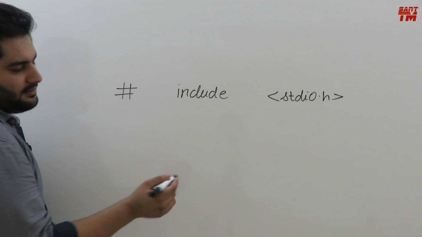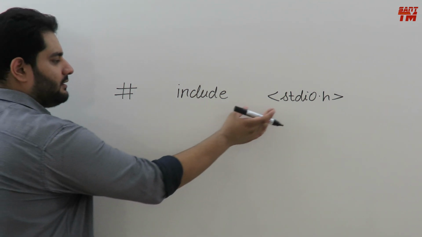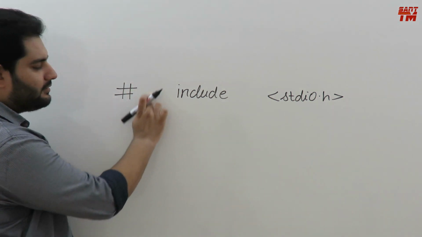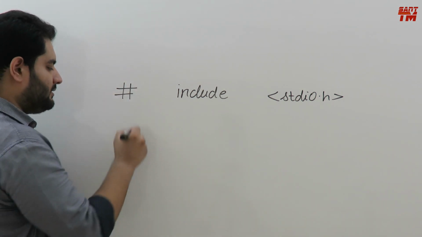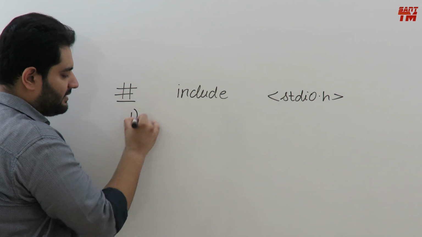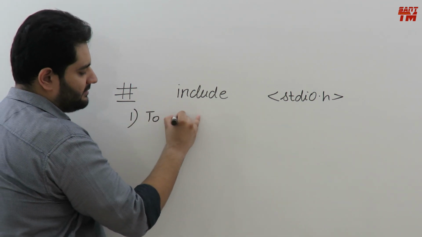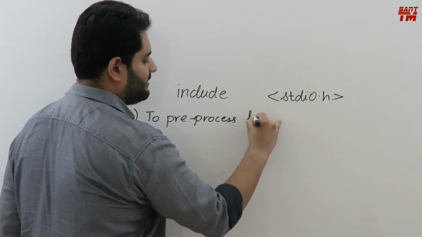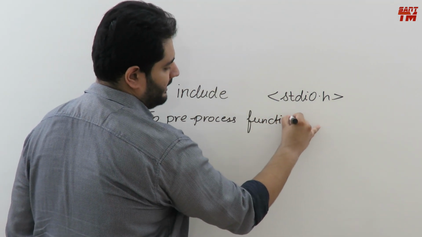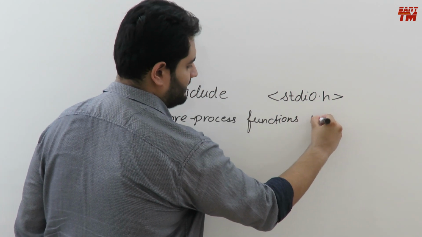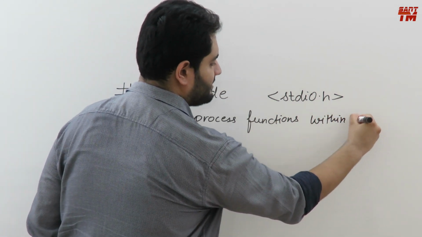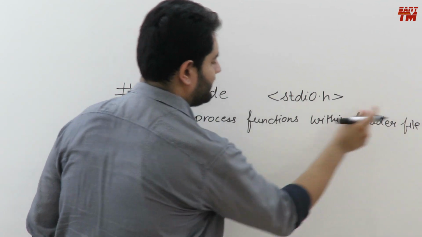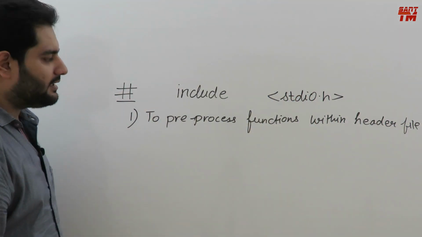Now this statement is simply saying to include this header file in your C program and pre-process it using the preprocessor. So one task of this preprocessor is to pre-process the header file, to pre-process the functions within the header file. Write it down: to pre-process the functions within the header file. What are the functions within a header file? Just as the printf function. The printf function is present in stdio.h.